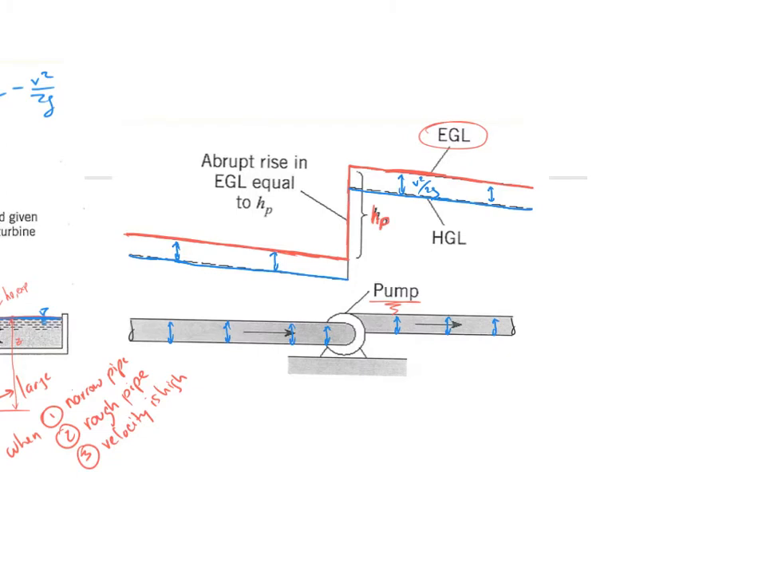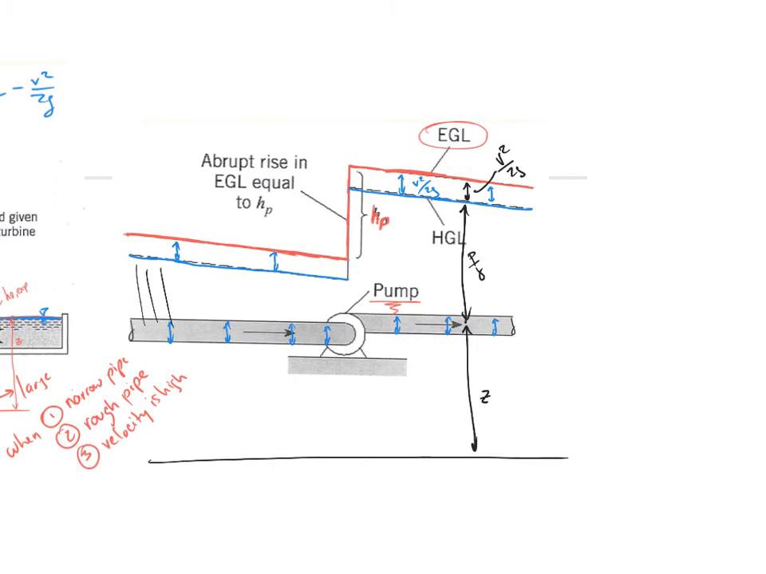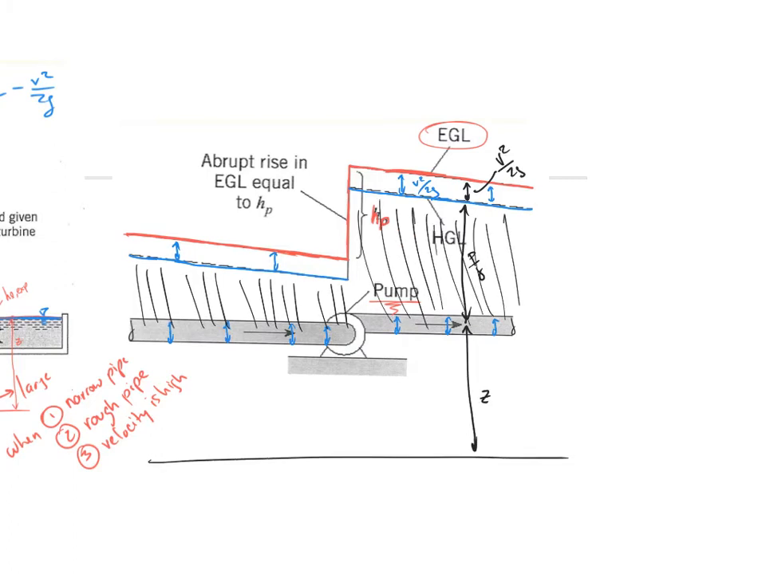At this point, it's pretty easy to get a qualitative sense of what my things are. So here's my Z. Here's my P on gamma. And then here's my v squared on 2g. Note that with the pump, we're losing pressure, losing pressure, losing pressure, and the pump comes and we get a whole bunch more pressure. So what the pump does is it pressurizes your flow.